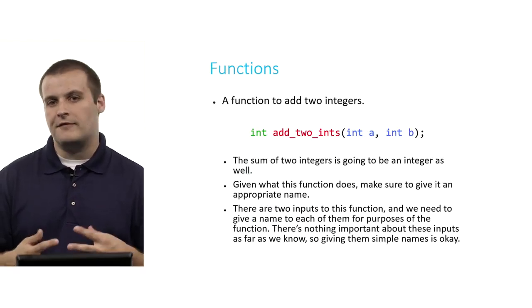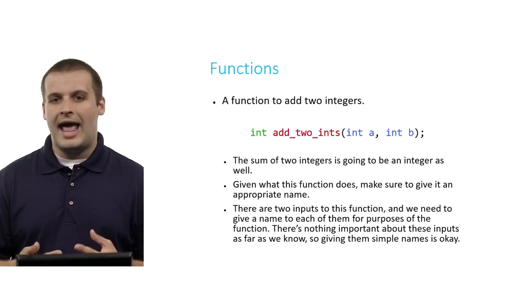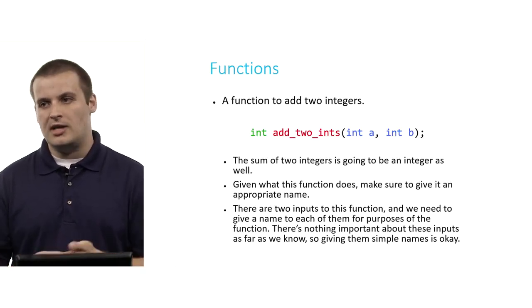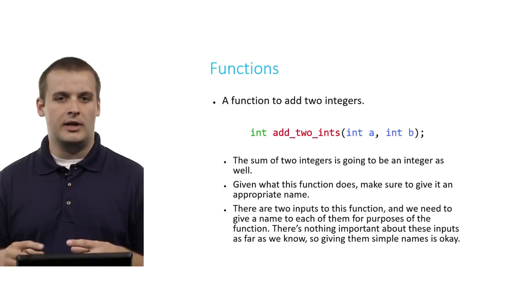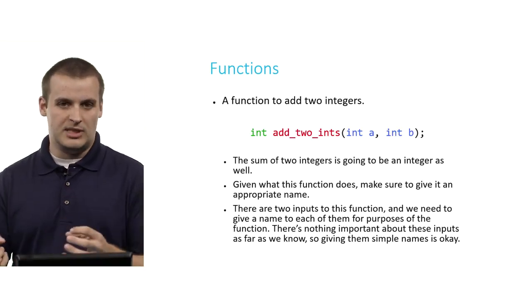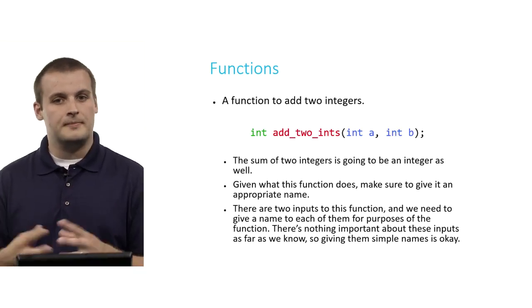So here's an example of a function declaration for a function that would add two integers together. The sum of two integers is going to be an integer as well, as we just discussed. And so the return type here in green would be int. That just tells us that add_two_ints is going to, at the end of the day, output or spit back out to us an integer.